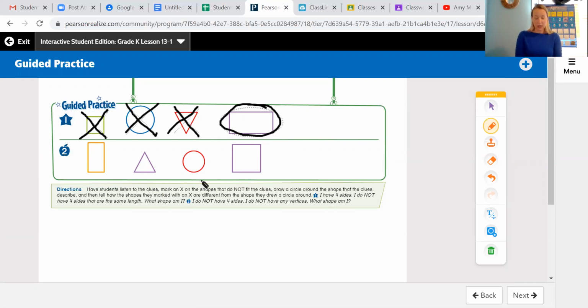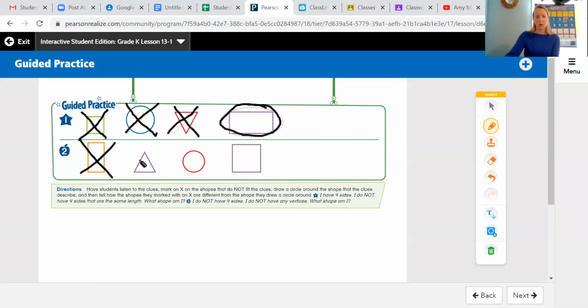Okay, the first clue is I do not have 4 sides. I do not have 4 sides, and I do not have any vertices or corners. So let's see. First of all, I do not have 4 sides. So we can cross off any shapes that have 4 sides because the clue is I do not have 4 sides. This rectangle right here, does it have 4 sides? 1, 2, 3, 4. Sure does. So we're going to cross him out because he has 4 sides.